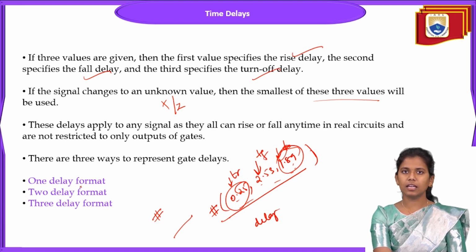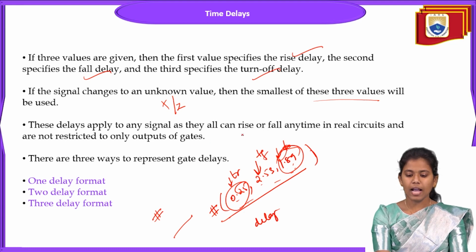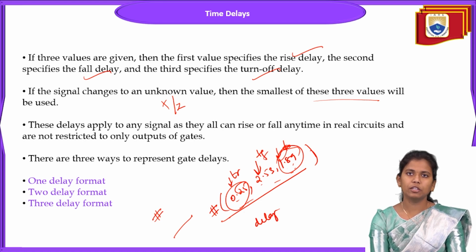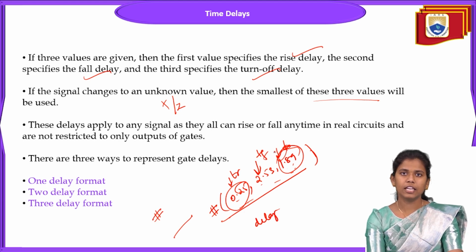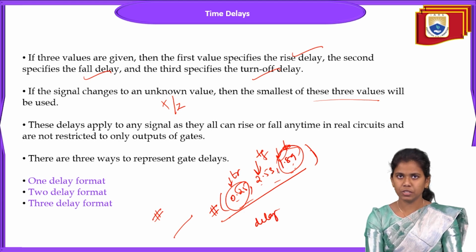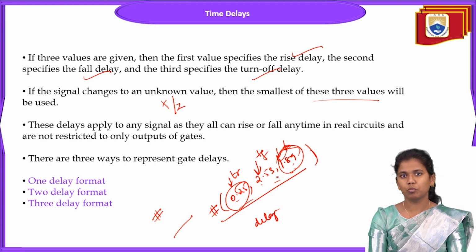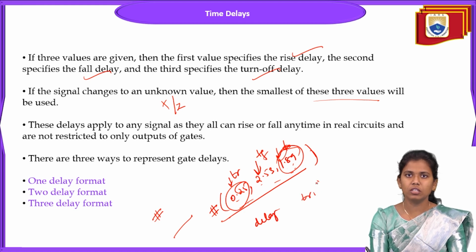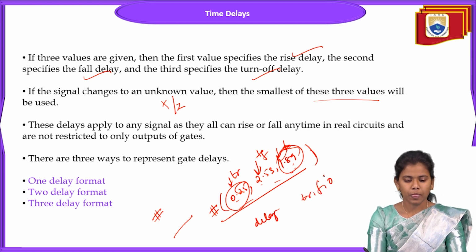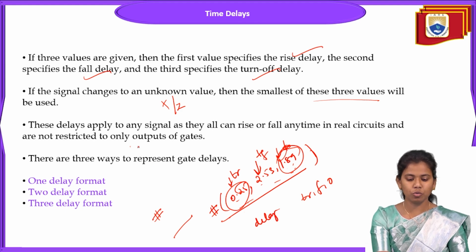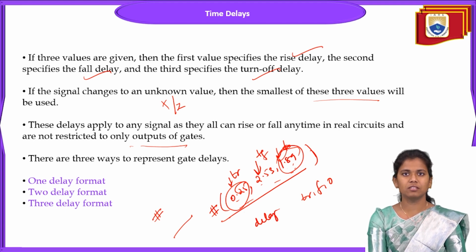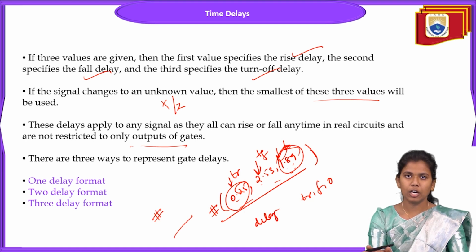And then the delays are applied to any kind of signal, as they can rise, fall and turn off. You can apply the delays to the input signal as well as to the output signal. Whatever delays you give can be in terms of rise time, fall time and turn-off time as well. So they are not restricted only to the outputs of gates; they are not restricted to the input, nor to the output alone.